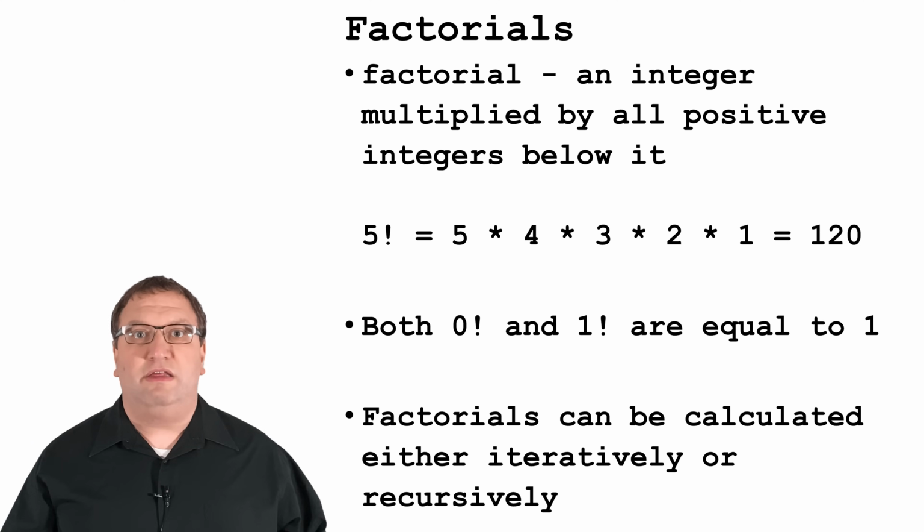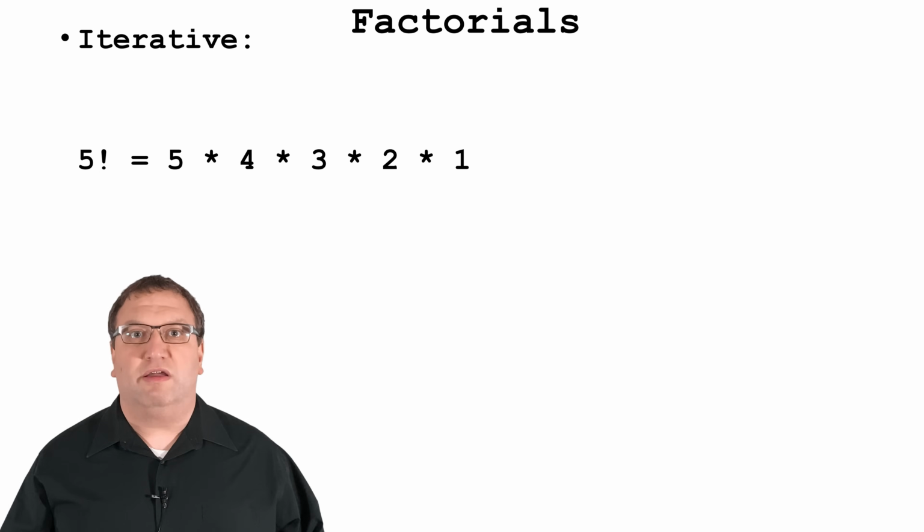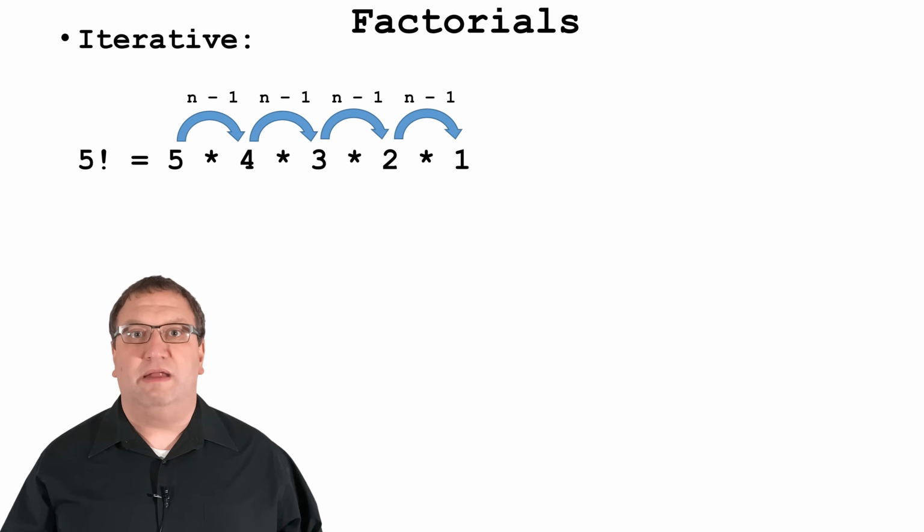In math class, you learn to calculate factorials iteratively. Let's go back and look at 5 factorial. We start with the 5 and keep multiplying it by n minus 1 until we get to 1. If you stop and think, you could see how you could program this algorithm iteratively using a loop. Now here's where it gets interesting. We're going to use a recursive technique to solve a factorial.